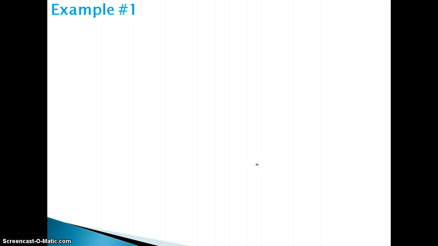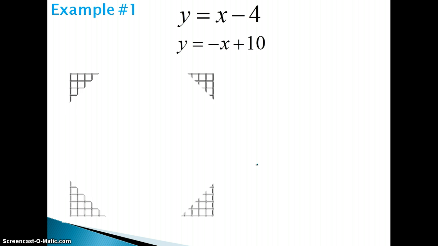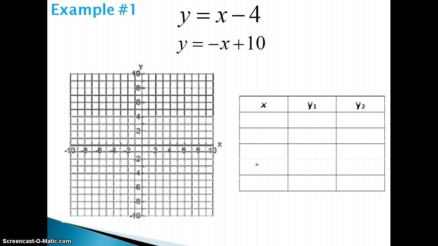Now, let's look at an example. We have the example y equals x minus 4 and y equals negative x plus 10. First, it's going to be graphed. So we graph it, and you see how they both cross? And they cross right here. Well, this would be my point of intersection. So this point is (7, 3). Okay, so my point of intersection, or my solution to this problem, is (7, 3).